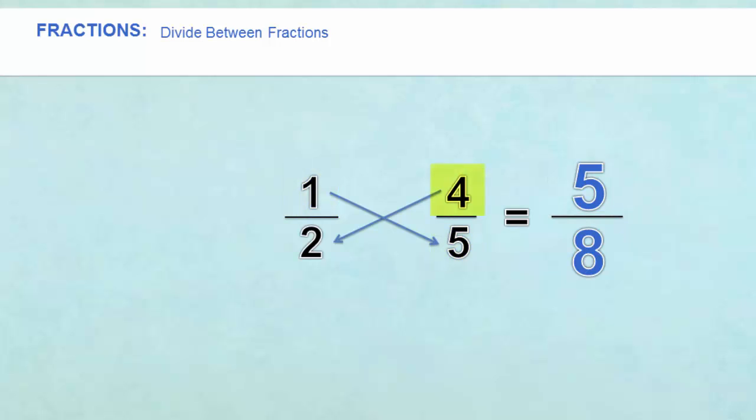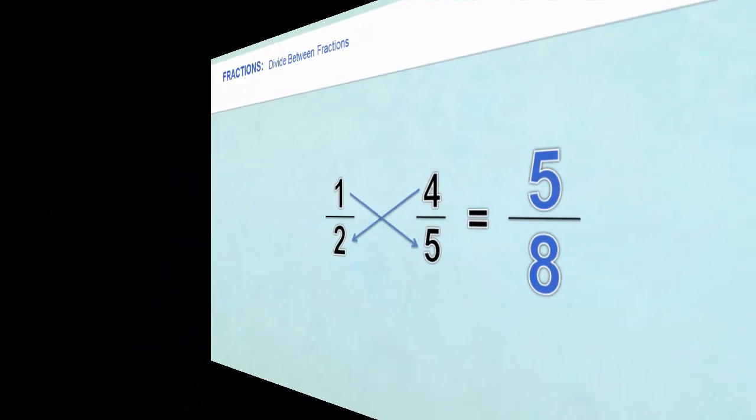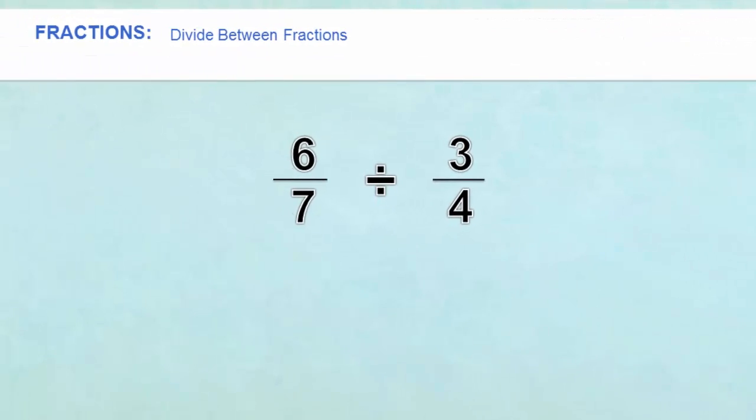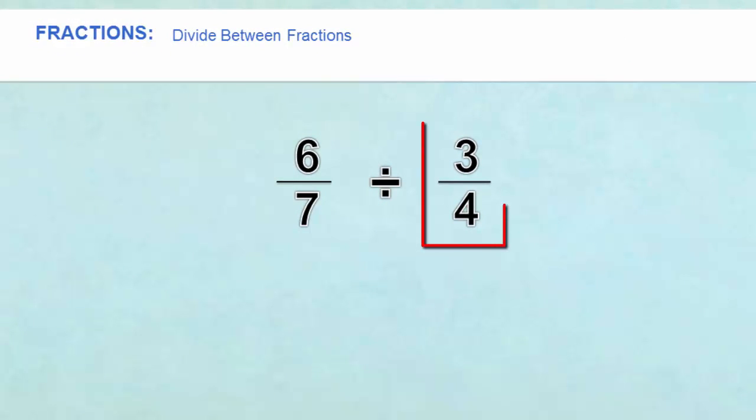The numerator of the second fraction and the denominator of the first fraction, their product is equal to the denominator of the final answer. Under this technique, we do not have to invert or flip the second fraction before we can divide one fraction by another.